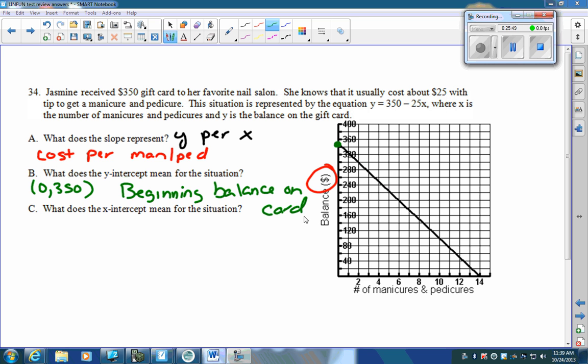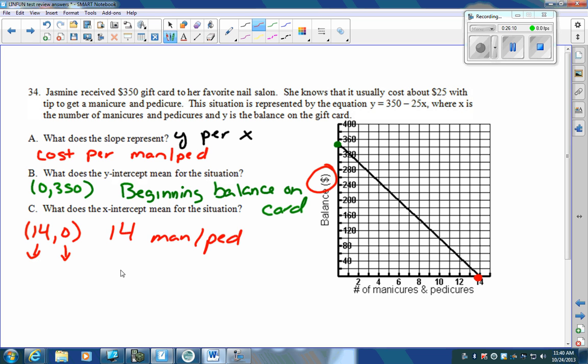Then it says, what does the x-intercept mean for the situation? The x-intercept right here is 14, 0. This is saying that for 14 manicures and pedicures, there's no more left on the gift card. So this is when the gift card is used. So 14 manicures and pedicures, the gift card is gone. Is all used up.